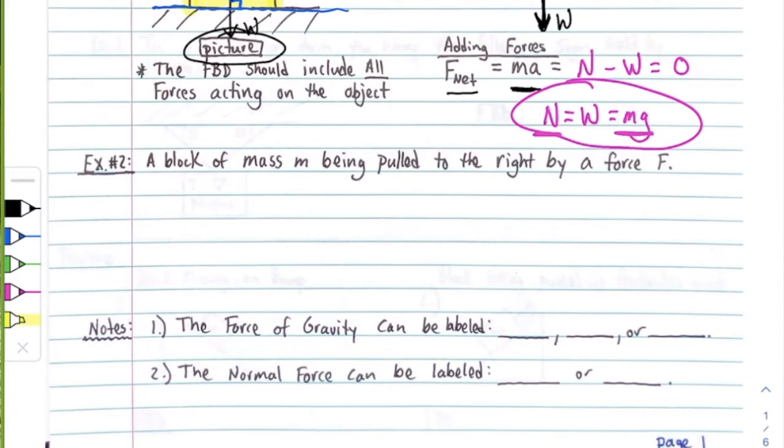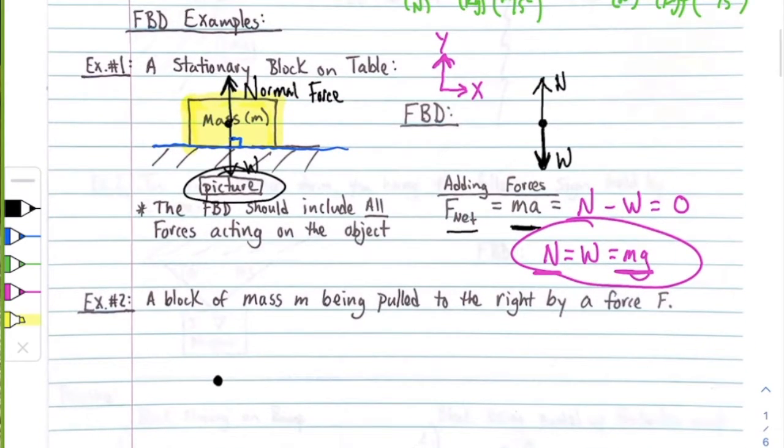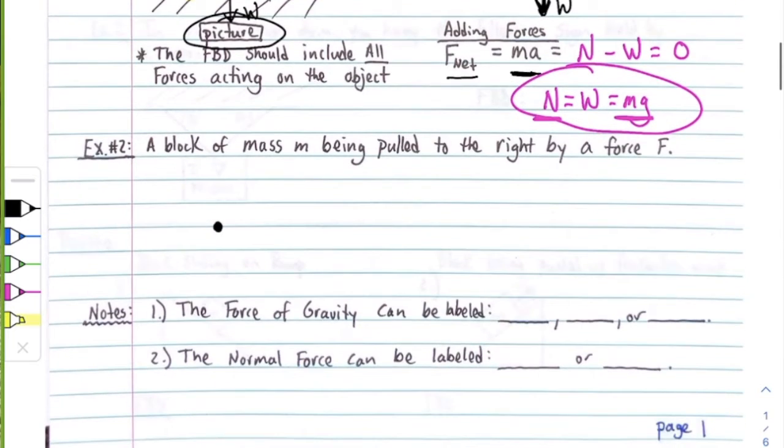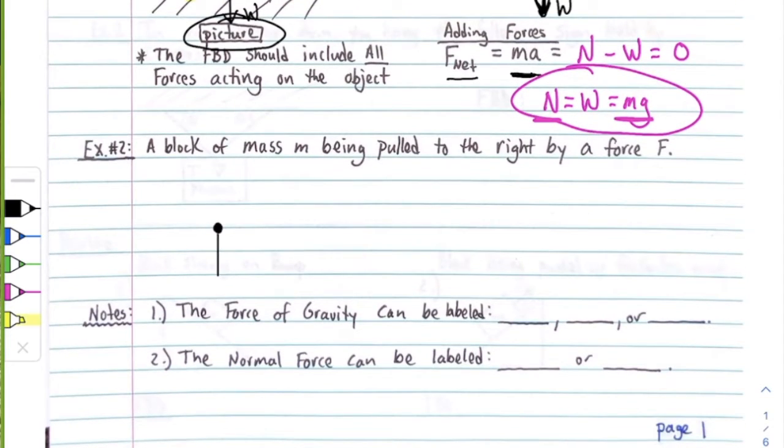All right, so for this one, I'm going to say that there's my block, and it says a block of mass m is being pulled to the right by a force F. Well, just because something's being pulled to the right doesn't mean we can forget about the other two forces we had from before. So in this case, we have our weight vector still going down, W, and then we have our normal force still going up, and then we're adding on this other force right here. And it says pulled to the right, so sometimes in a physics book they just do something like F sub pull, being pulled to the right. So that'd be the FBD in that case.